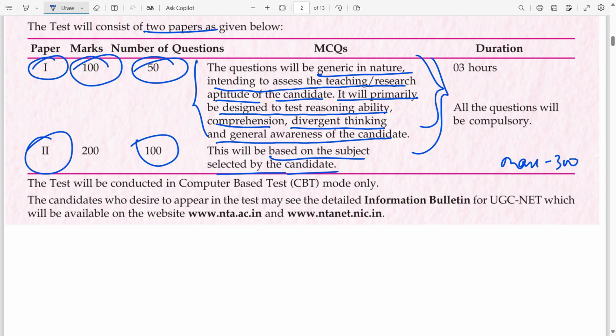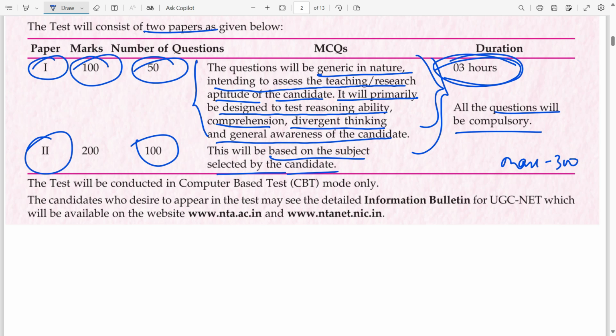The duration of the exam will be 3 hours. All questions will be compulsory, and there is one more important thing: there is no negative marking. This is the main thing here. In other competitive exams there is negative marking, but till now UGC NET has not included negative marking. If you see the question paper, there is no negative marking in this exam.